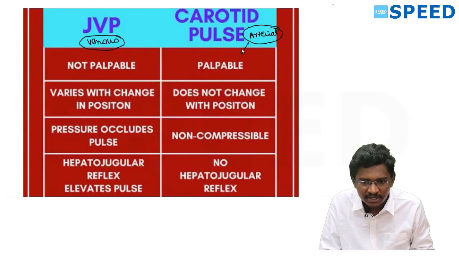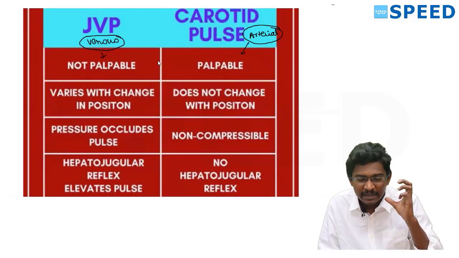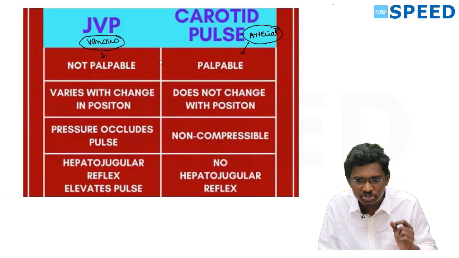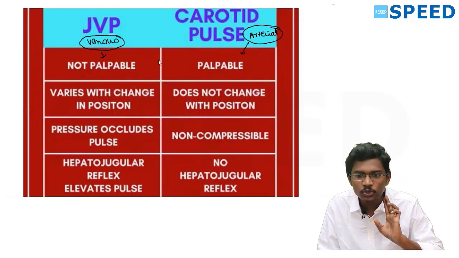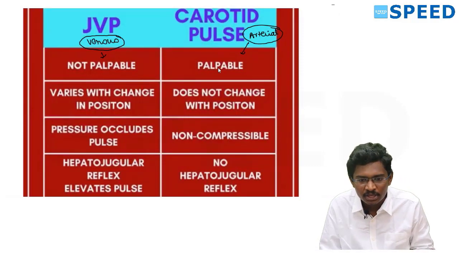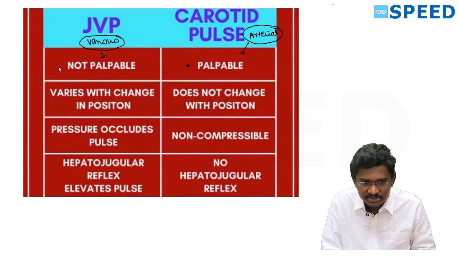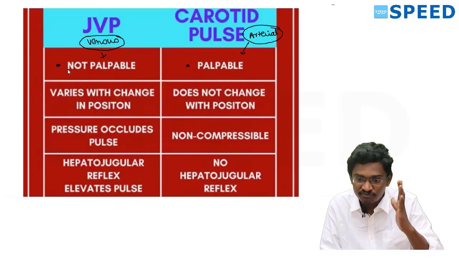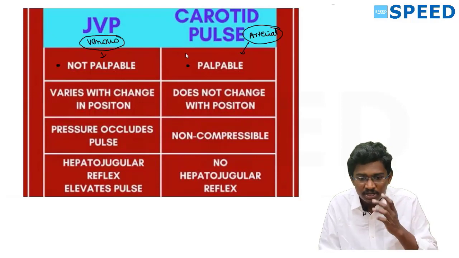Obviously, arteries will be pulsating with each systole and you can palpate it. So obviously it is palpable. But this JVP is not palpable since it is a venous pulsation.